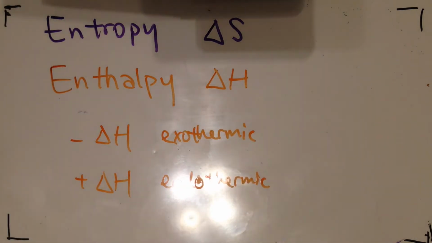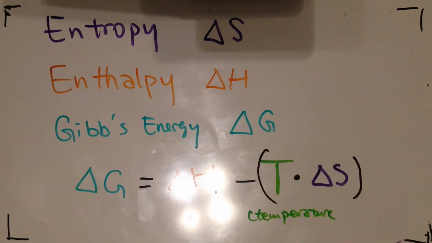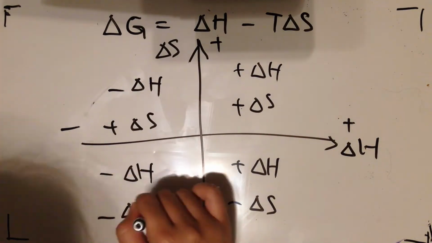Quick review of enthalpy delta H. Negative is exothermic and positive is endothermic. And with enthalpy and entropy, we can calculate delta G, which determines the spontaneity of a chemical reaction. The equation for spontaneity: delta G equals delta H minus temperature times delta S.